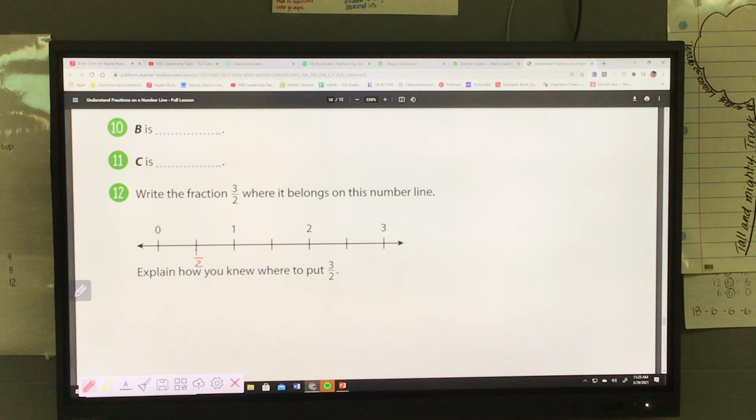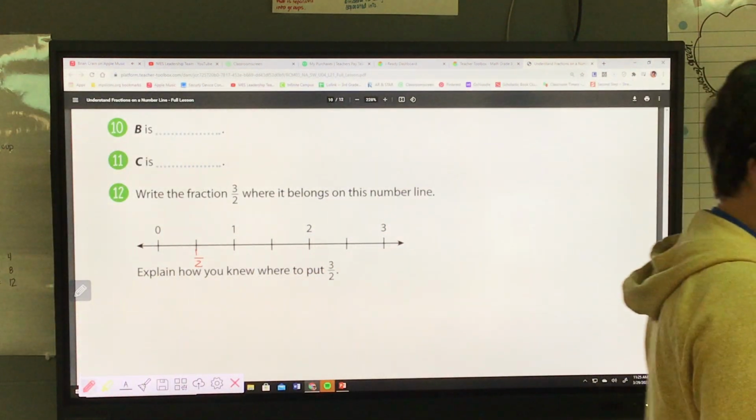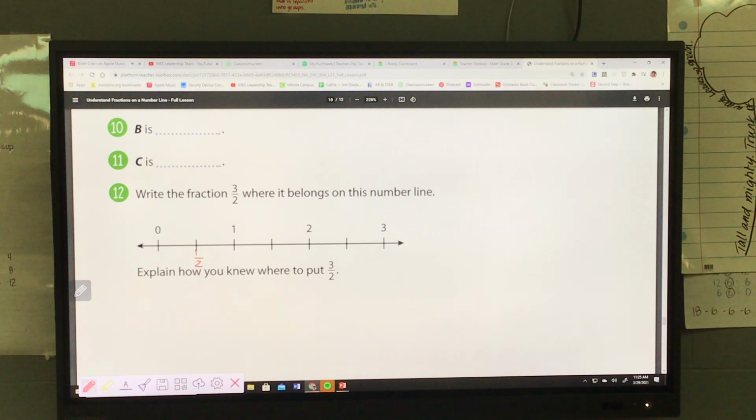To write the fractions for each of those. When you have that done, make sure your name is on the front side of that paper.